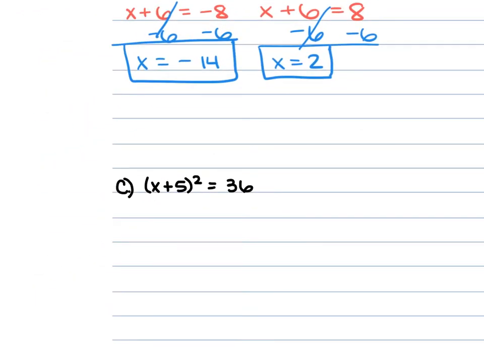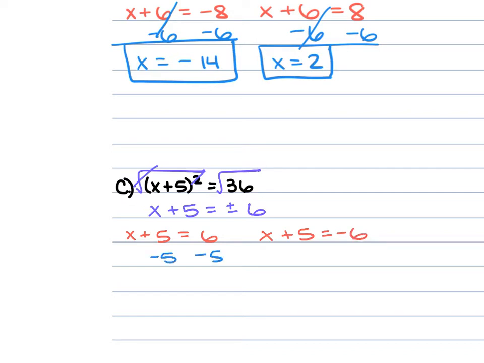For C, we have x plus 5 squared is equal to 36. So we're going to start by taking the square root of both sides. The square root cancels out the exponent, which is going to leave us with x plus 5 on the left side. And the square root of 36 is both positive and negative 6. So we're going to separate this into two equations. x plus 5 is equal to 6. x plus 5 is equal to negative 6. We are going to subtract that 5 from each side to get x by itself. So x is going to equal 1 and x is equal to negative 11.